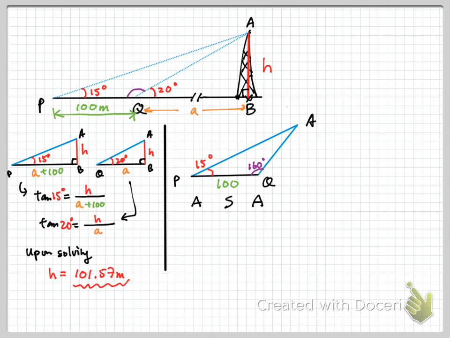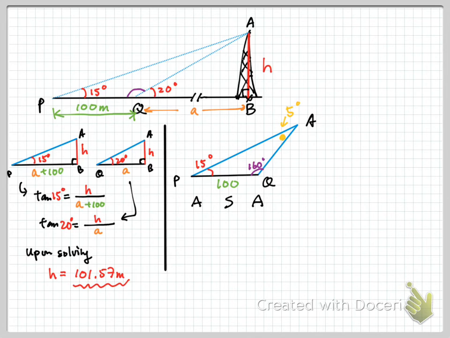Let's do AP. You may try doing AQ if you want to. But in this case, let me do AP. Oh, but I also need this angle, this yellow angle. In ASA, I need the third angle. The third angle will be 180 minus 160 minus 15. It goes 5 degrees.